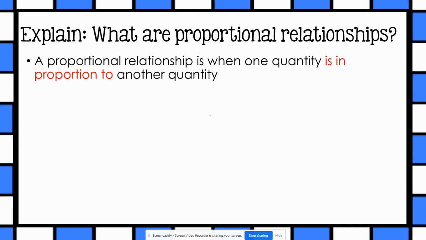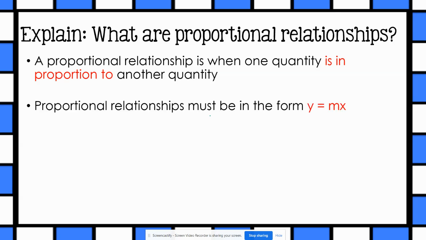A proportional relationship is just when one quantity is in proportion to another quantity. That means that they will change at the same rate every time, so it makes a line. Another way that you can look at it is that it would be in the form y equals mx. In this case, m represents your slope or your rate of change.